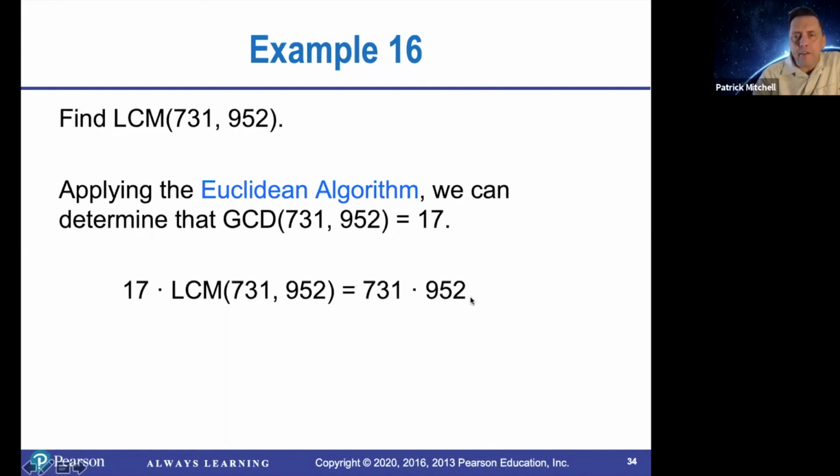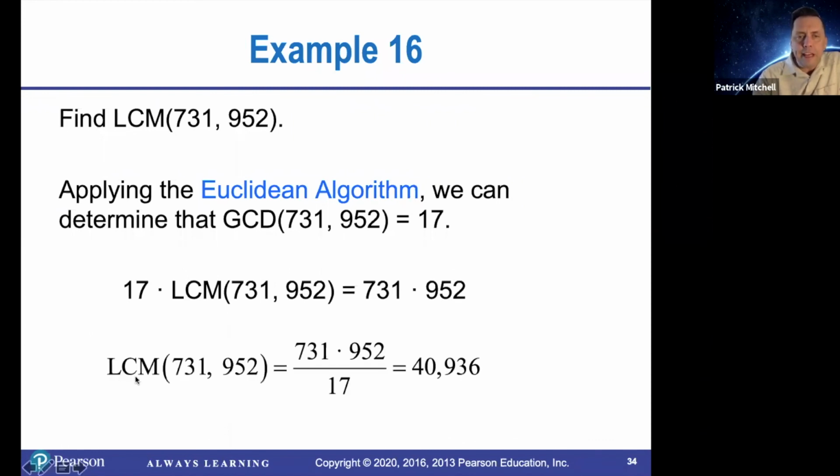So using the theorem that we were just talking about, since the GCD times the LCM is equal to the product of the two numbers, that gives us 17 times the LCM is equal to 731 times 952. So if we divide both sides of that equation by 17, we get that the LCM of those two numbers is 731 times 952 divided by 17, which is 40,936.